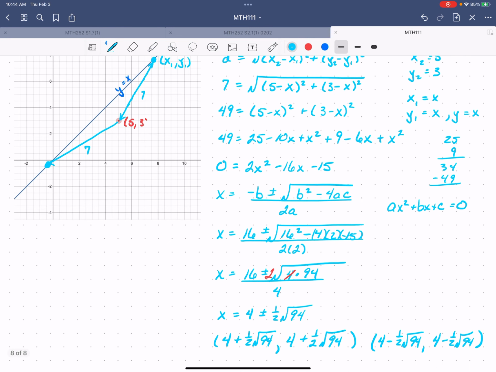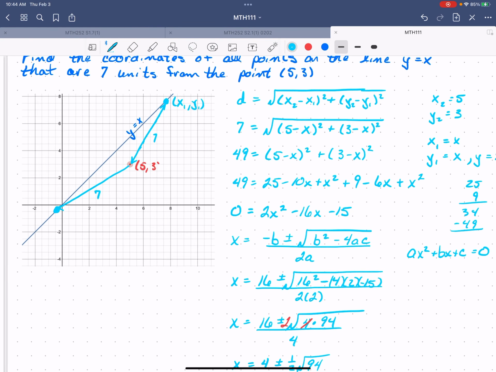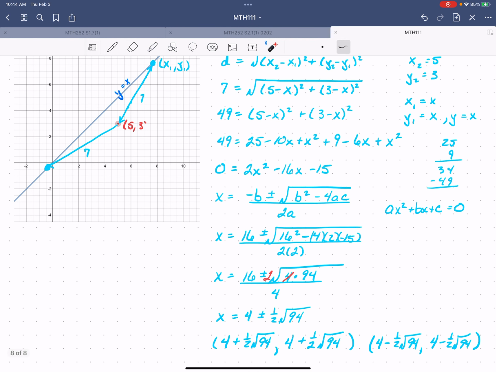And this is how we would solve this problem regardless of the point or the line that we had. So even if I had a different line, the only difference would be right here, where instead of y equals x, y would equal something else, 3x plus 5, for example, if our line were 3x plus 5. Okay, I hope this has been helpful. This was a distance formula application with a quadratic that did not factor, so we used the quadratic formula.